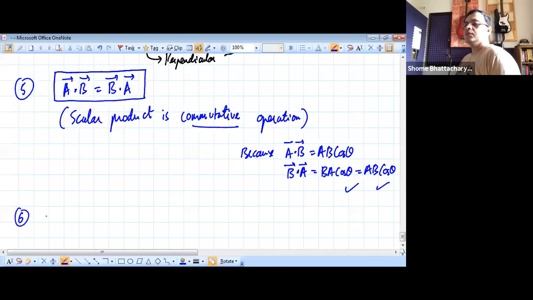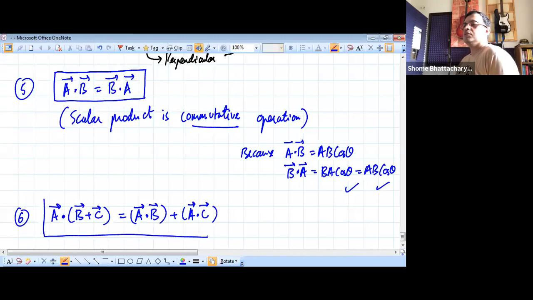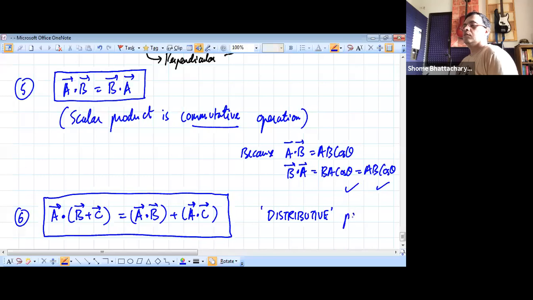Okay. And related to this, the sixth property is that it is also distributive. That is, if we take the dot product of A with B plus C, like a normal multiplication in algebra of scalar quantities, we can open this bracket and write it as A dot B plus A dot C. So you can remember these two properties together. This is the distributive property. This is the commutative property. This is the distributive property of the operation.